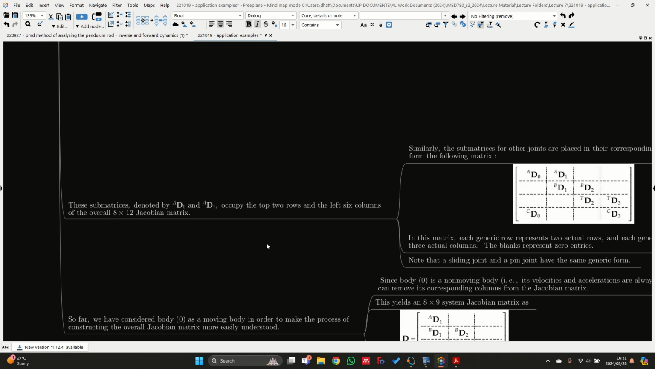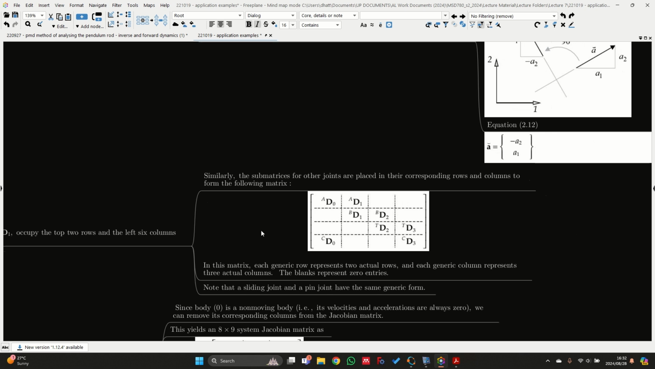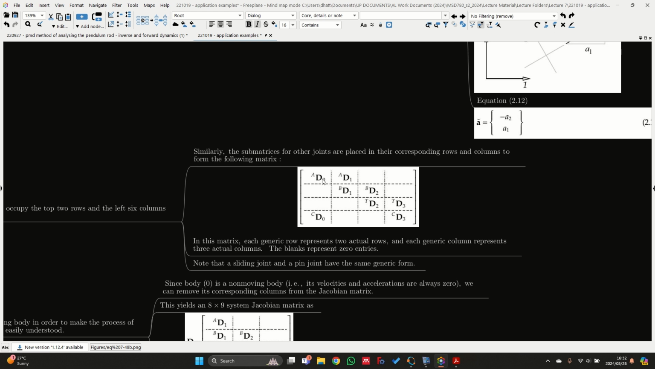And the reason for this is simply because we first have joint A defined. So it's going to occupy the first 2 rows and the first 6 columns of the 8x12 Jacobian matrix. Similar to this, the submatrices for other joints are placed in their corresponding rows and columns to form the following matrix over here. So if we look at this first row, we have that joint A acts between bodies 0 and 1. So that's why I denote D0A and D1A. The rest are just zero values.